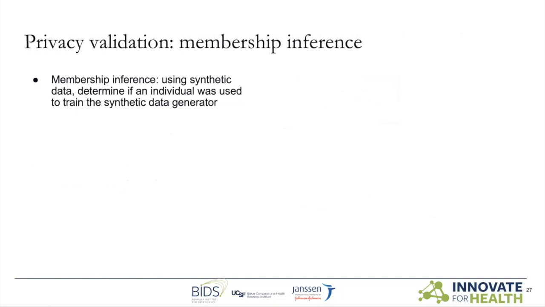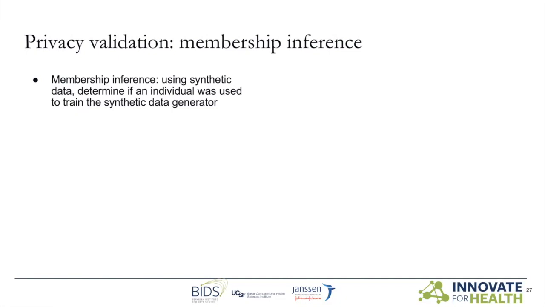Another slightly more complicated metric we can use for privacy validation is in the context of membership inference. Here we're going to define membership inference as: can you design a classifier or some way to use the synthetic data to determine if an individual of interest, that for some reason you have their actual real data, was in the actual original training data set that was used to train the synthetic data generator?